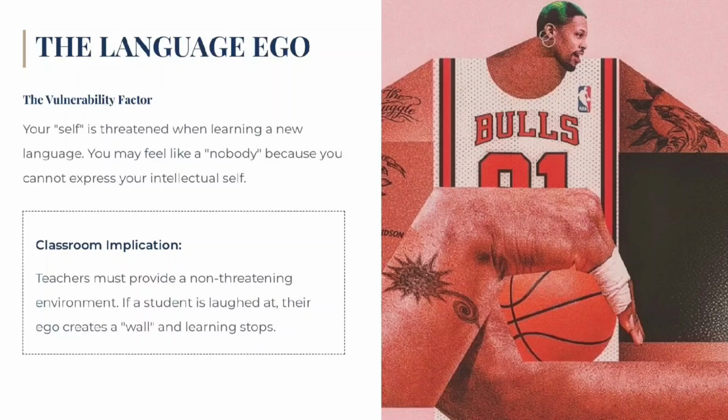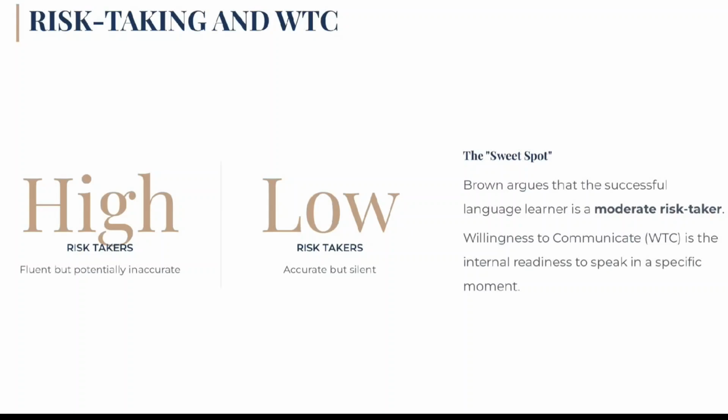So in classroom implication, teachers must provide a supportive, non-threatening environment. Like for example, if a student is laughed at for a pronunciation mistake, their language ego creates a thick wall and learning stops immediately. So to break through that wall, students need to be willing to take risks.